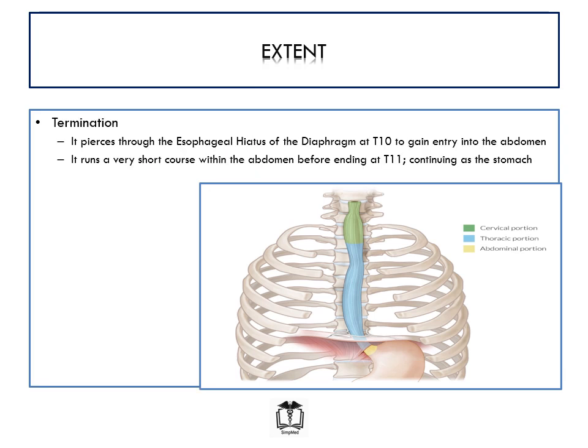Finally, once it gets towards the ending of the 10th thoracic vertebrae, where the diaphragm is, it pierces through the diaphragm through an opening known as the esophageal hiatus, and then it gains entry into the abdomen. And within the abdomen, it tends to terminate. It runs a very short course within the abdomen. That short part tends to extend from T10 down to T11, and then eventually it ends by continuing as the stomach.